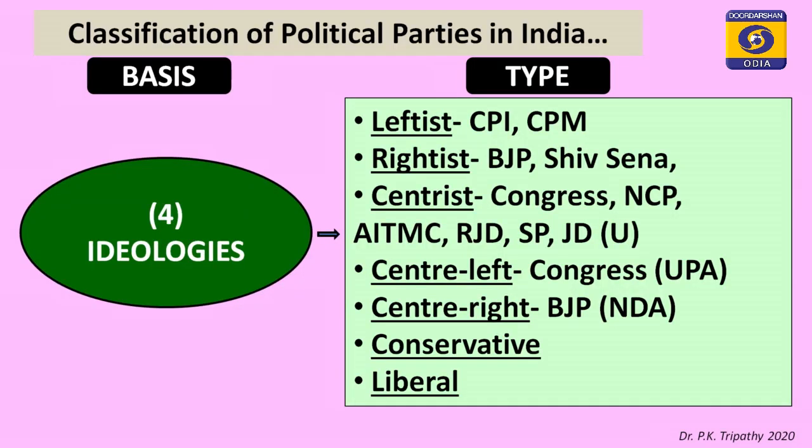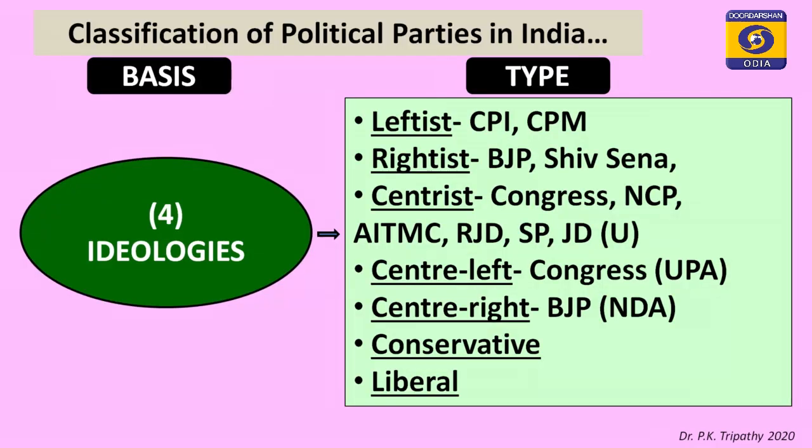Now, come to another type of political party on the basis of ideology, that is center left. Some parties stand at the center, but they lean towards the left. The example is Congress under UPA. UPA was formed mainly with the support of the communist parties. Therefore, Congress is termed as the center left.